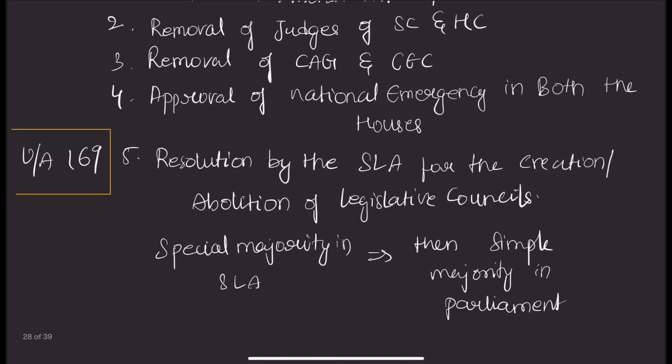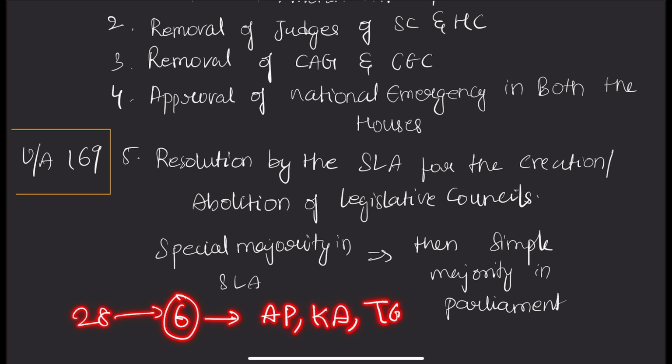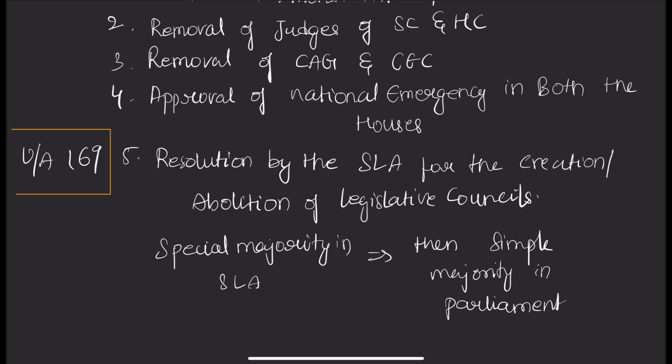Fifth one, it's mentioned in Article 169. Resolution by the state legislative assemblies for the creation and abolition of state legislative councils. So, if the states want to create legislative councils, what are legislative councils? It's just like the House of Elders, like we have in Parliament, which is equivalent to Rajya Sabha in states. Presently, out of 28 states, we have 6 legislative councils. Those are AP, Karnataka, Telangana, Maharashtra, Bihar, and then again we have UP. There are 6 states which have state legislative councils.